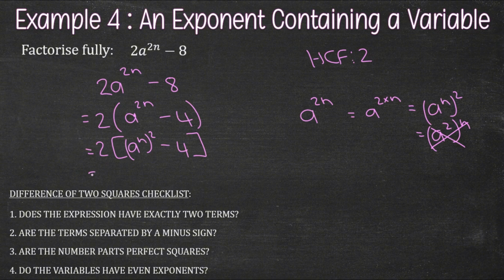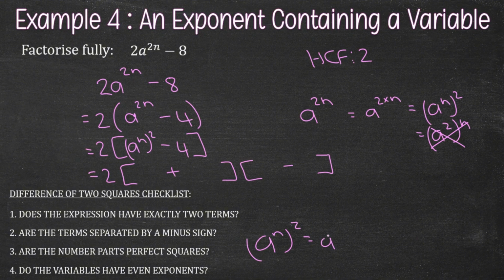Okay, so now we can open up our brackets. Do not forget about your HCF. And I'm going to keep my square brackets for now. So I open them up. One bracket gets a plus and the other bracket gets a minus. Now let's look at our first term, which is a to the power of n all squared. I ask myself, what multiplied by itself gives us this? And the answer is a to the power of n multiplied by a to the power of n. Now I'm taking this a to the power of n and I write it at the beginning of each bracket.